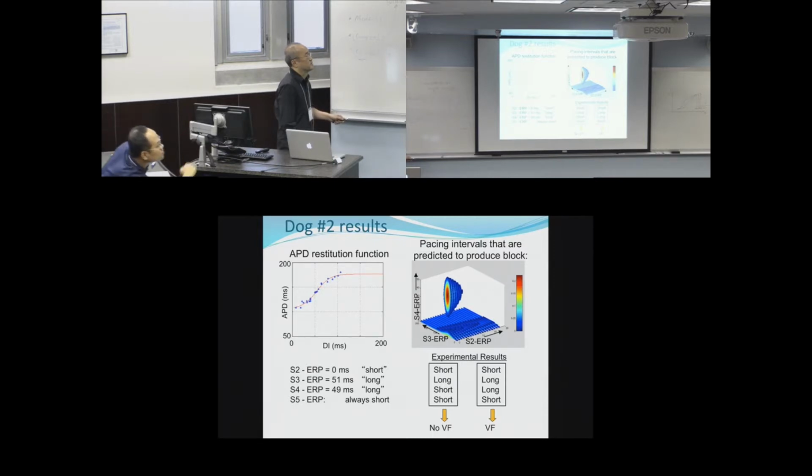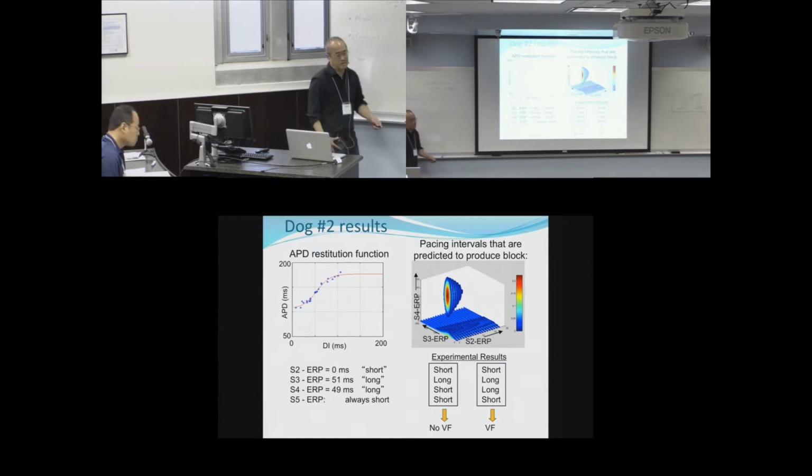And then when we actually ran the experiments with various premature beat patterns, we got that short, long, short, short now does not produce VF, whereas it did in the previous dog. And the pattern which is predicted by the coupled MAPS model, short, long, long, short, did produce VF. So in general, we got very good agreement between this very simple coupled MAPS model and a real animal.